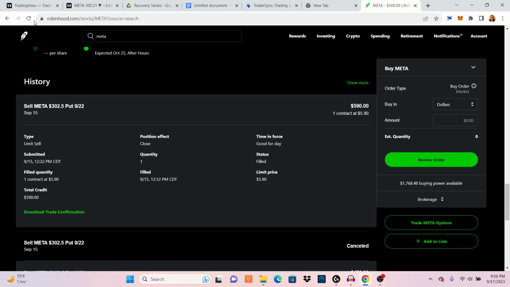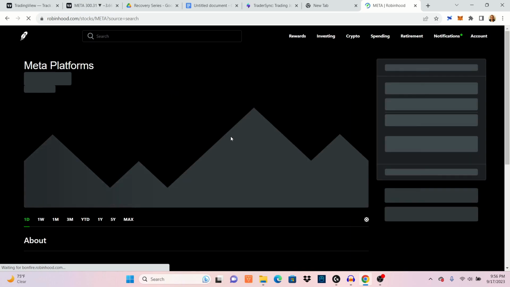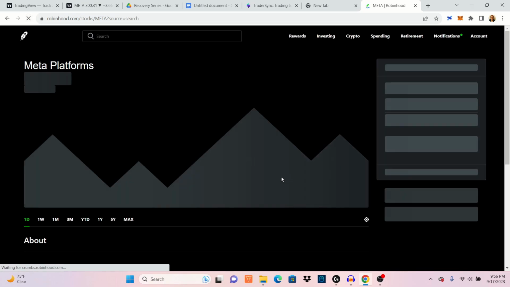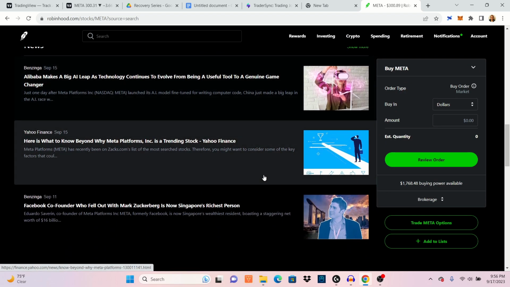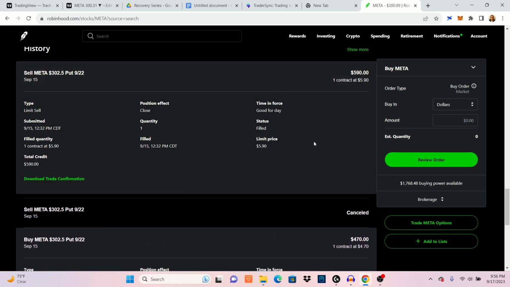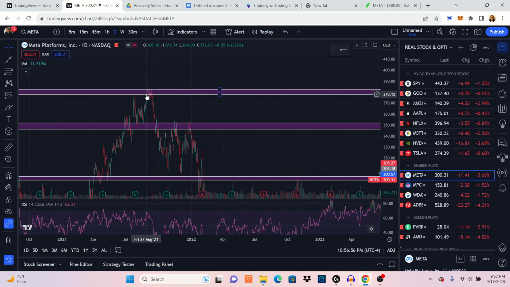So I wanted to show you the steps and strategies that I use to make this gain, and just to show you that this is real, this is not fake, this is a real account. I'm going to refresh again, and then we're going to scroll down and show you 470, 590. You've seen the proof. Let's dive into the charts.